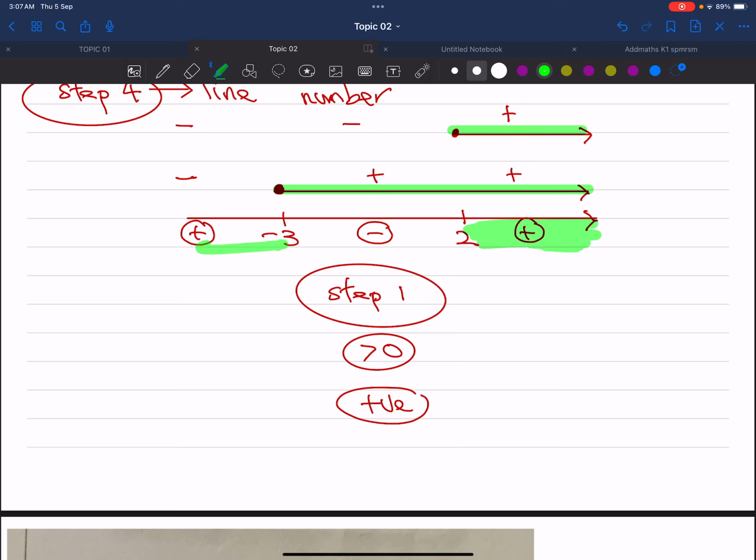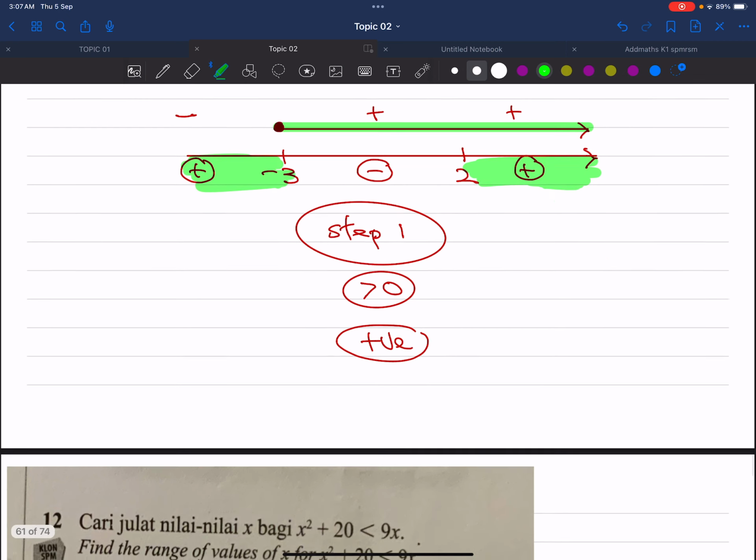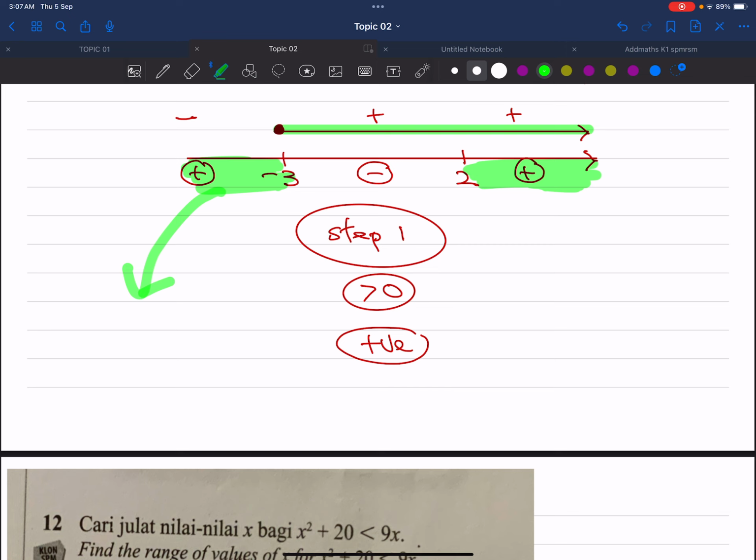This and this. And what are these answers? The positive part. The first one is this side, on the right hand side. So x, this is the right hand side of 2. Right hand side is more. So x is more than 2.